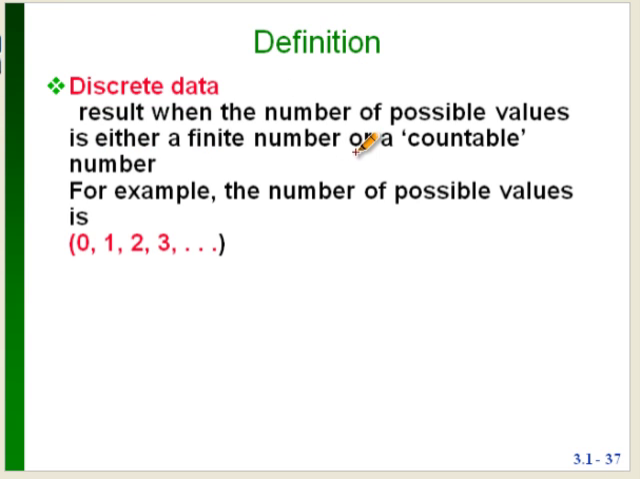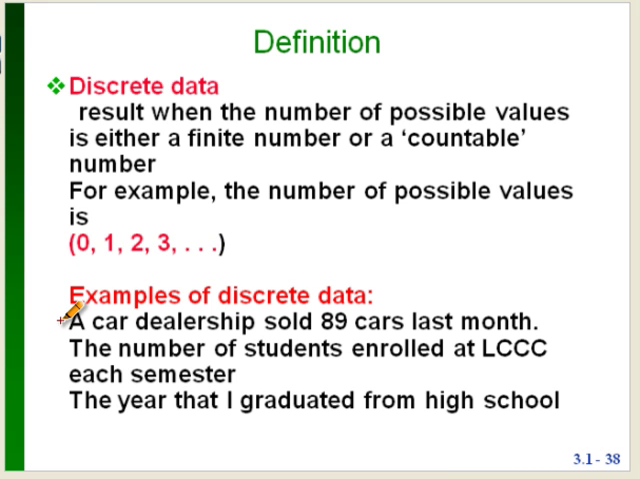Okay, so for discrete data, again, this is when we have a finite number or a countable number. So for example, if we started out writing a list 0, 1, 2, 3, notice that there are gaps in there. Some other examples of discrete data: how many cars a car dealership sold last month. So let's say they sold 89 cars. That would be discrete. And the number of possible cars they sold would be a discrete variable. The number of students enrolled at LCCC each semester. This is something that we'd be able to count.